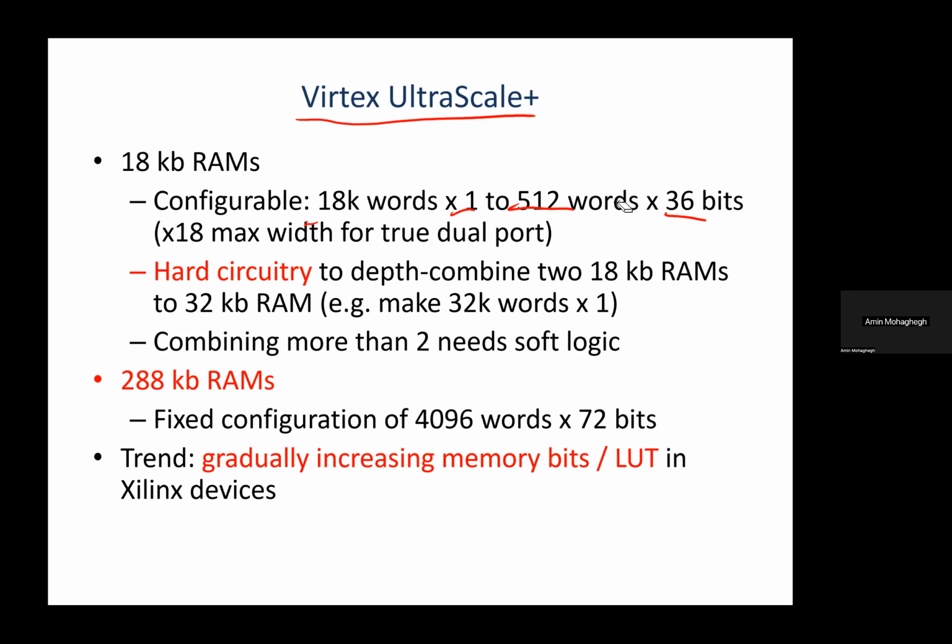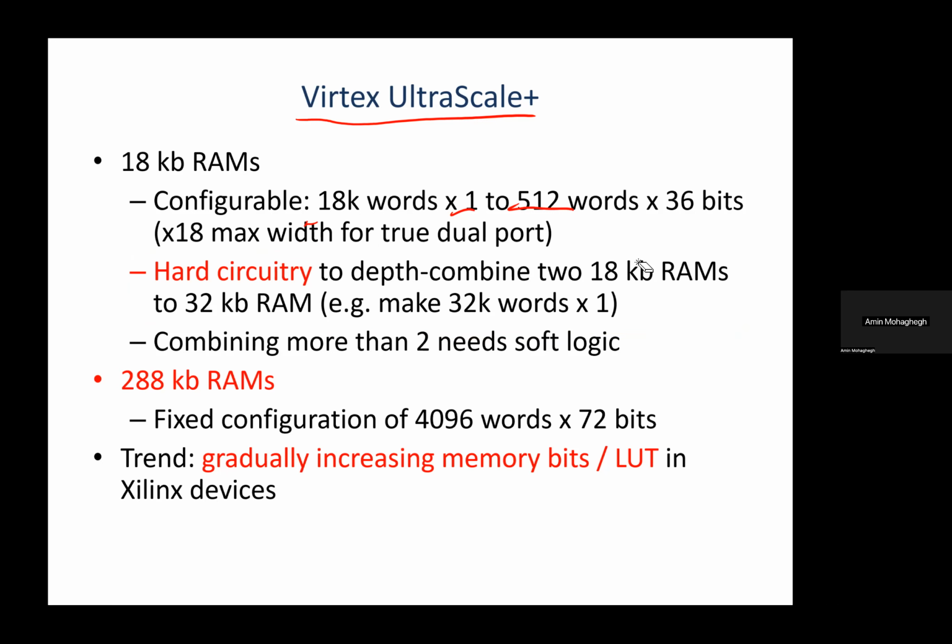They build a little bit of extra hard circuitry that allows them to basically combine two 18 kilobit RAMs into one 32 kilobit RAM. So a lot of their literature describes their RAM block as 32 kilobits. It isn't really, it's 18 with some hardened muxes so that you can combine two 18s into one 32 basically seamlessly. You don't need any soft logic.